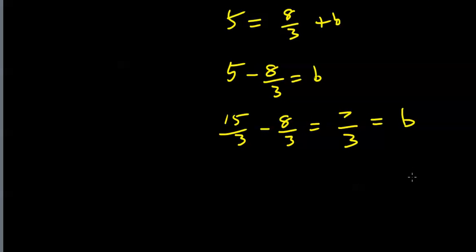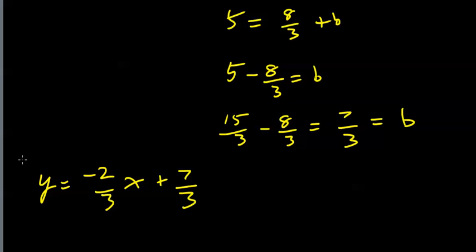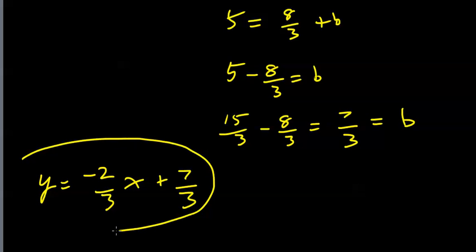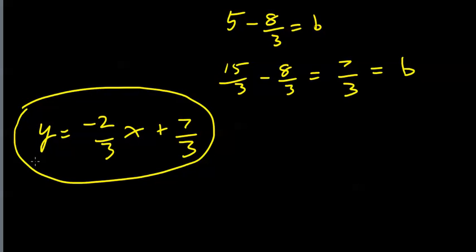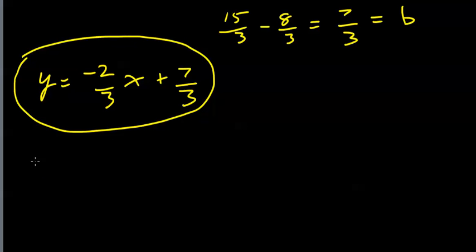Alright, you're not done yet. Remember, you have to write down your final answer. So, recall we're just solving for the unknown b value here. So, the complete answer, the equation of the line that was requested, is y equals minus 2/3 x plus 7/3. Alright.